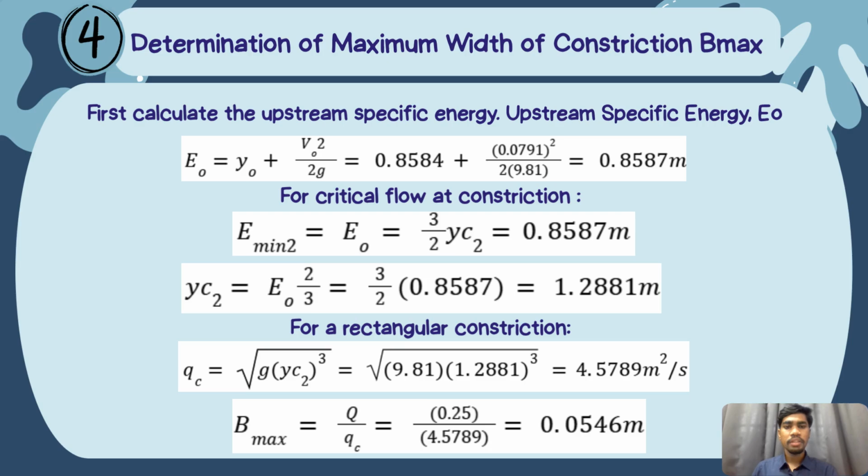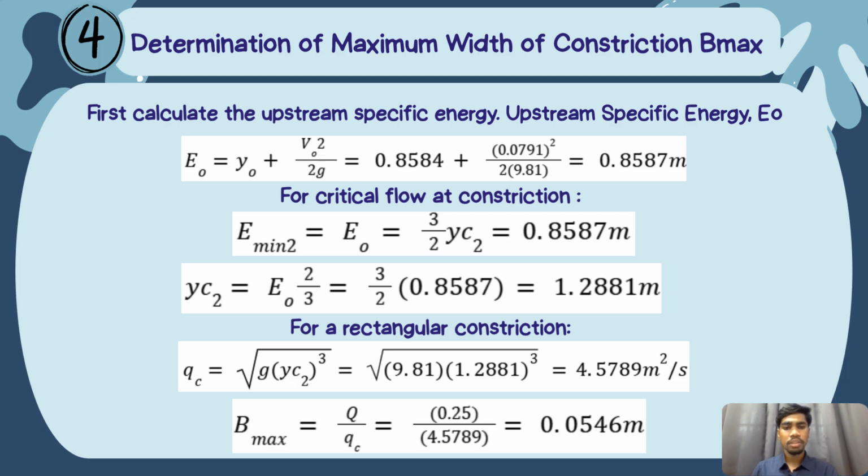For the fourth part, determination of maximum width of constriction Bmax, the first formula is upstream specific energy EO. EO equals YO plus VO square over 2G. So the EO value after substitution is 0.8587 meter. For critical flow at constriction, E minimum equals 3/2 YC, equal to 0.8587 meter. So YC equals 2/3 times 0.8587, and YC equals 0.5725 meter.